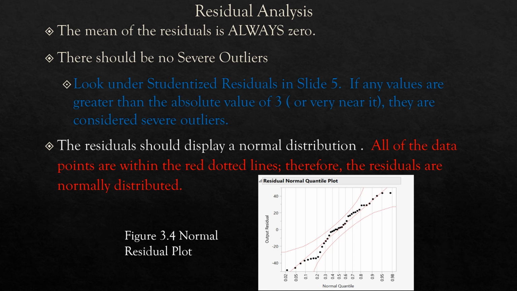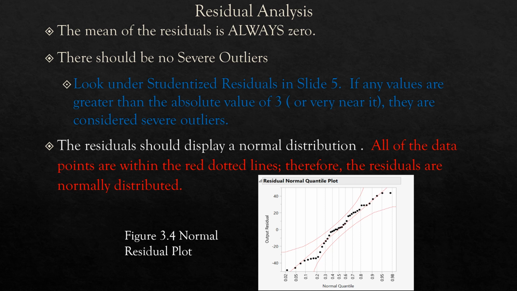So we always want to do residual analysis before jumping into our predictions. A given assumption is that the mean of the residuals is 0. That's just always true based on the nature of regression. The second one we'll check for, just as we did previously, is that there should be no severe outliers. So if all the values are under the absolute value of 3 in the studentized residual column, you're good to go. You don't have any severe outliers.